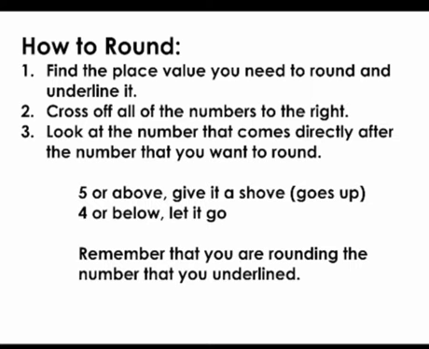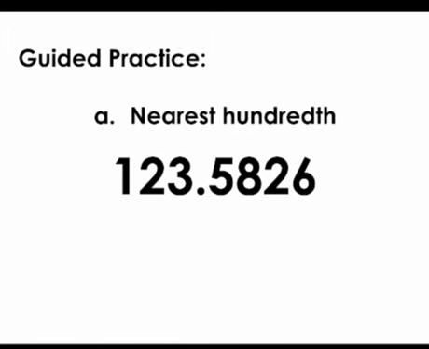Then you're going to cross off all the numbers to the right. You're going to look at the number that comes directly after the number that you want to round. If it's 5 or above, you're going to give it a shove, which means it goes up. If it's 4 or below, you're going to let it go. So remember that you are rounding to the number that you underlined, and let's do some practice.